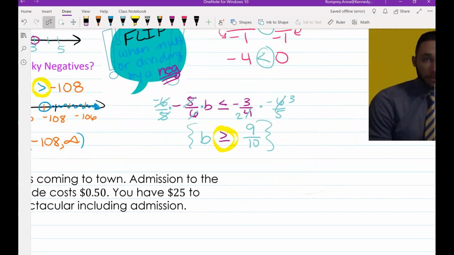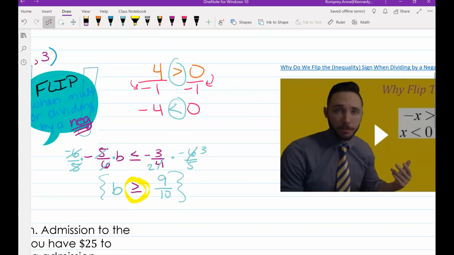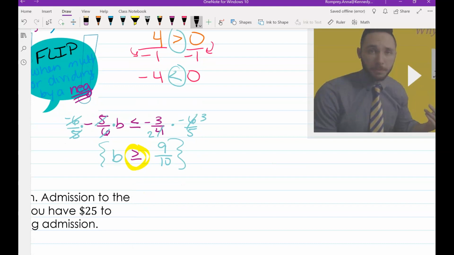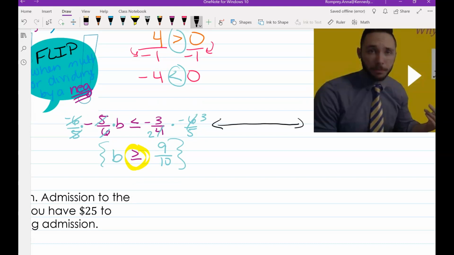Awesome. Let's put that on a number line. So 9/10 is between 10/10, or 1, and 8/10. So at 9/10, is it open or closed? Look at your inequality sign, greater than or what? Equal to. So it is allowed to be 9/10. That would make it true. And all the items that are greater than, so shade everything above.